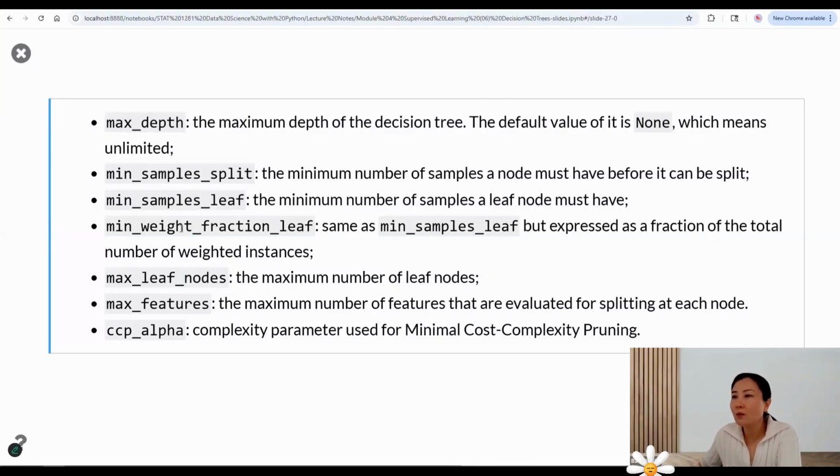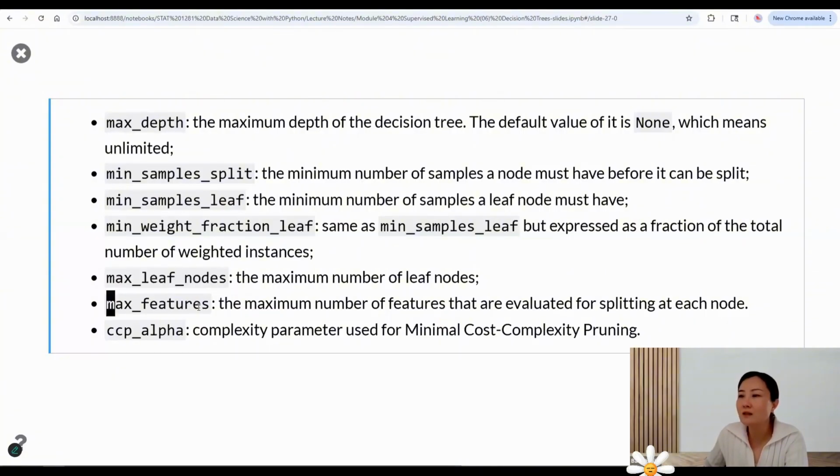And then min weight fraction leaf. This is similar to the previous one, just instead of using count, it uses a fraction, or proportion. And next one, max leaf nodes, the maximum number of leaf nodes. So this is a hyperparameter that is difficult to control, actually. Before you construct a tree, it's hard to imagine how many leaves we need in the tree. So it's relatively difficult to control.